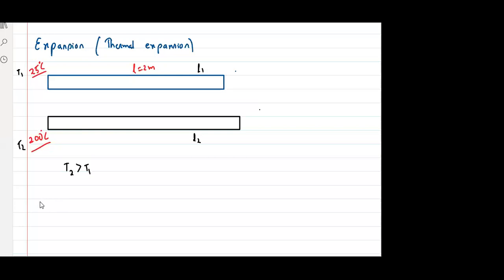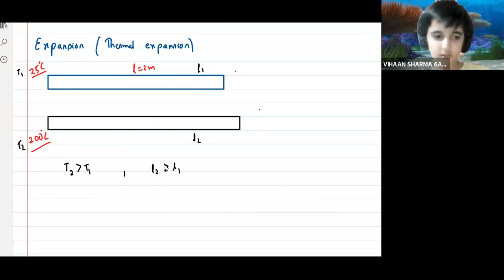Sir, L2 is also part of the second rod only. L2 is the length of the second rod. And L1 is the length of that first rod, which is 2 meter.